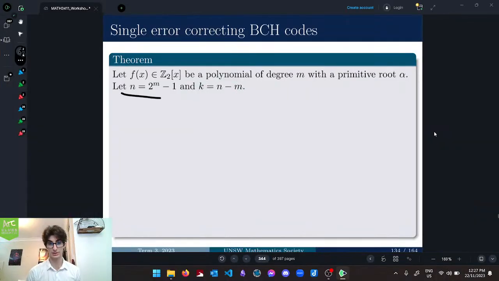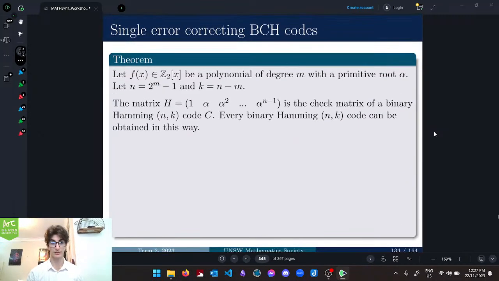So yes, these two constants, n and k, in terms of n and m. The matrix, as we looked at earlier, is the check matrix of a binary Hamming (n,k) code C. So every binary Hamming (n,k) code can be obtained in this way.